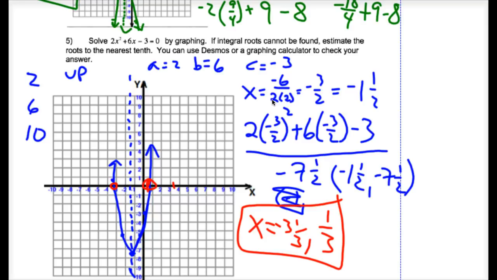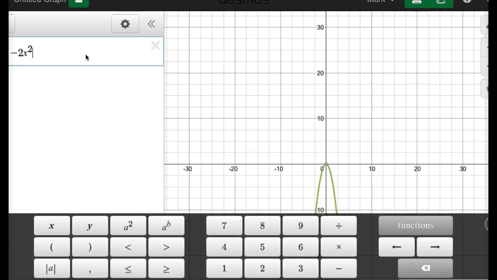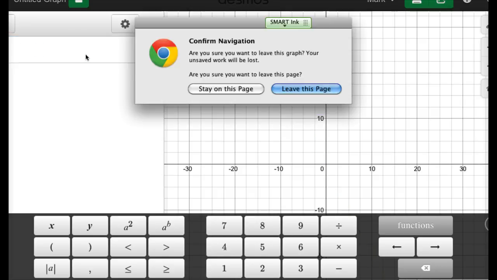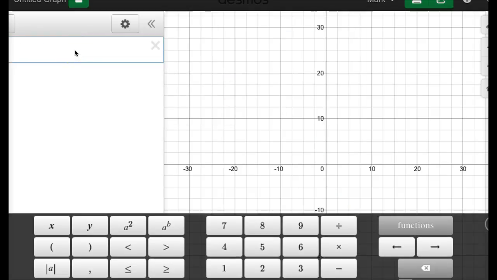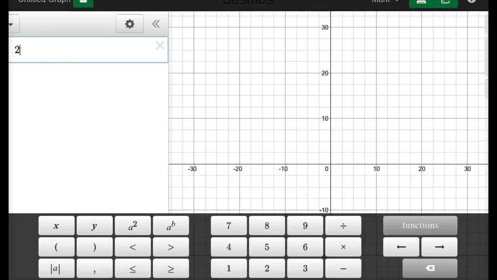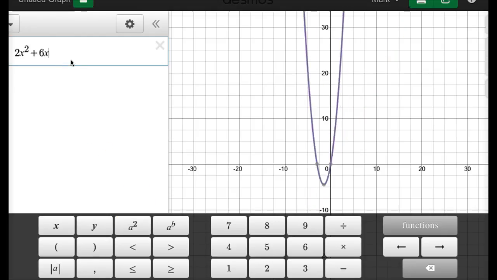Can we type it in decimal? Now we get to type it in decimals. Let's see what it really is. Type in 2x squared plus 6x minus 3. It's about -3.436.